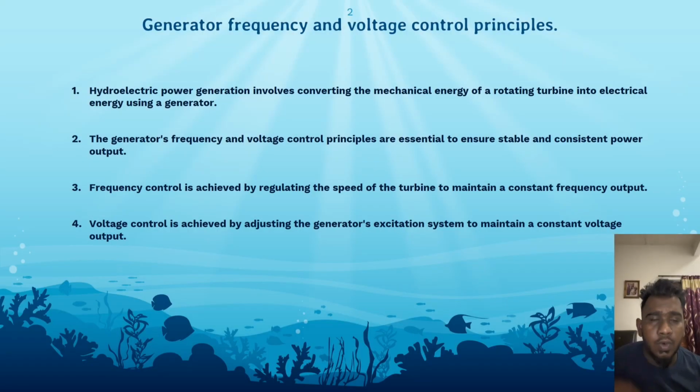Generator frequency and voltage control principles. In hydroelectric power generation, the generator produces electricity by converting the mechanical energy of the rotating turbine into electrical energy. The generator frequency and voltage control principles are essential to ensure that the electricity produced is stable and of consistent quality. The generator's frequency control principle is achieved by regulating the speed of the turbine to maintain a constant frequency output. The voltage control principle involves adjusting the generator's excitation system to maintain a constant voltage output.